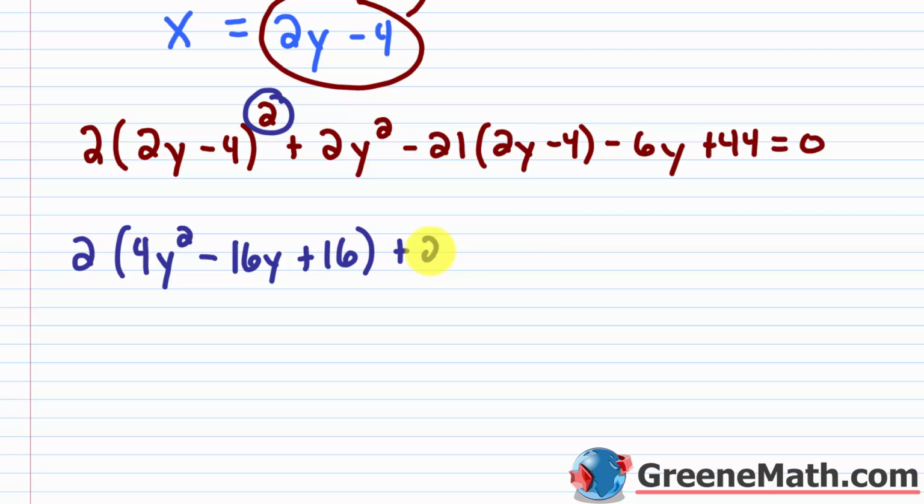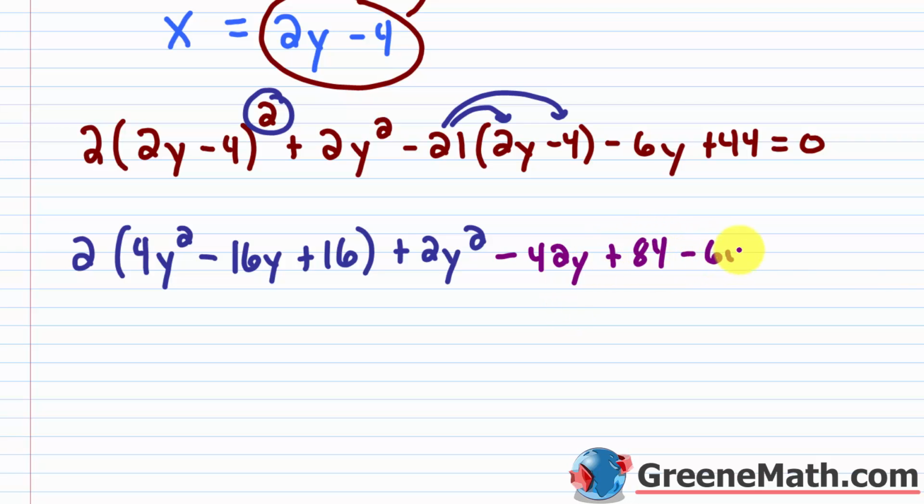So we have plus this 2y squared. I'm going to distribute the negative 21 to each term there. So negative 21 times 2y is going to give me negative 42y. And then negative 21 times negative 4 is going to give me positive 84. Then I have minus 6y plus 44, and this equals 0. I know I need to distribute the 2 here. 2 times 4y squared would be 8y squared. 2 times negative 16y would be minus 32y. And then 2 times 16 would be plus 32.